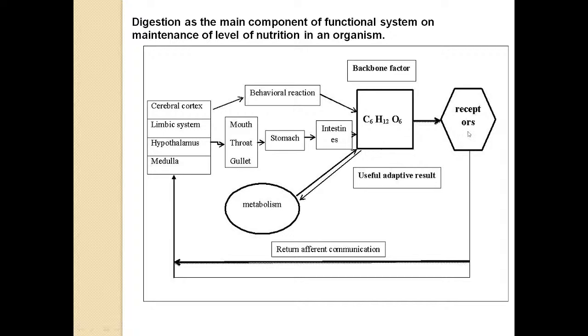Receptors report about the achievement to structures of the central nervous system: medulla, hypothalamus, limbic system, cerebral cortex, and this functional system stops its existence till the next moment of emergence of a system-forming factor. Thus, digestion is the main component of the functional system on maintenance of nutrition level in an organism.